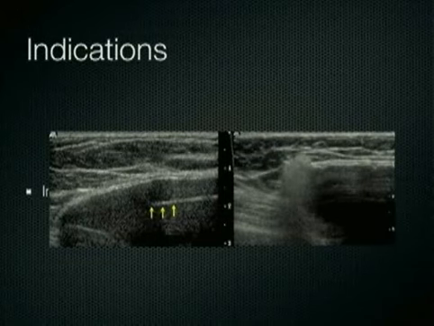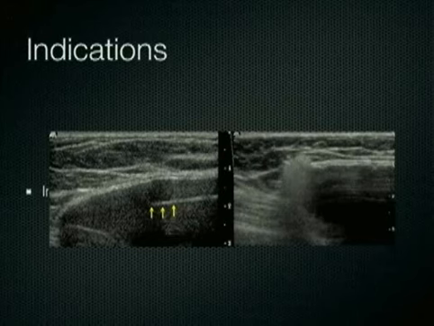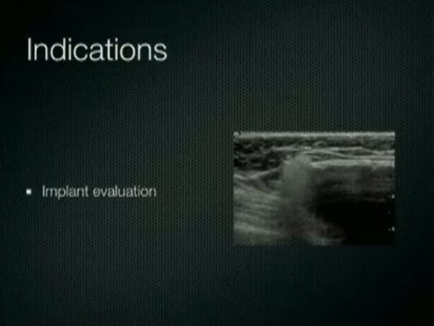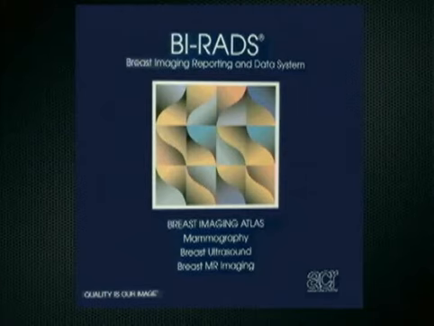Ultrasound is also used in the evaluation of breast implants and may complement magnetic resonance imaging and other methods in the assessment of implant rupture. The breast imaging reporting and data system now includes a lexicon for the description of not only mammographic features, but ultrasound and breast MRI imaging.